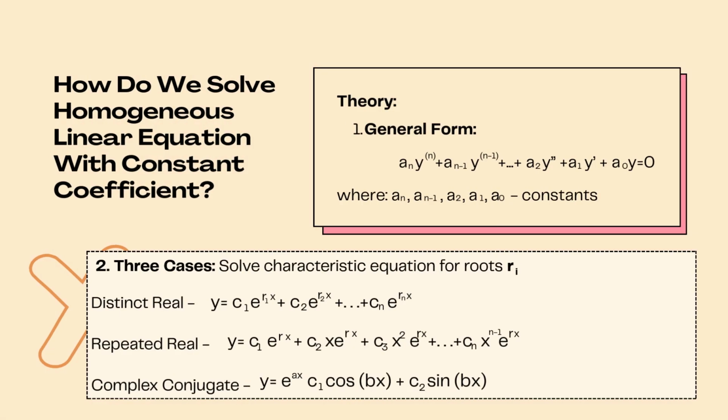How do we solve homogeneous linear equations with constant coefficients? So the general form is a sub n times y to the power of n plus a sub n minus 1 times y to the power of n minus 1, and so on, up to a sub 1 times y prime plus a sub 0 times y equals 0. The coefficients a sub n, a sub n minus 1, and so on, up to a sub 0 are constants. These are the three cases and their solution forms for solving the characteristic equation for roots.